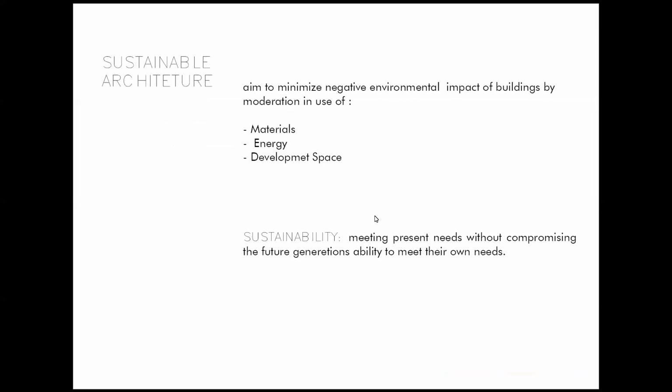The aim is to minimize the negative environmental impact of buildings by moderation in use of materials, energy, and development space. In general, when we are speaking about sustainability, we intend meeting present needs without compromising the future generations' ability to meet their own needs. Then, with sustainable architecture, we are going to have a well-built building, easy to use and beautiful as well.